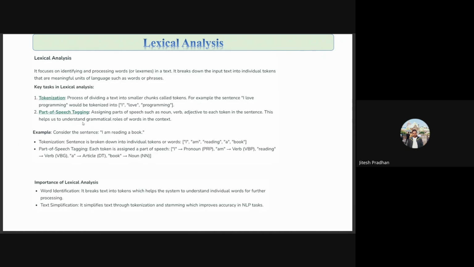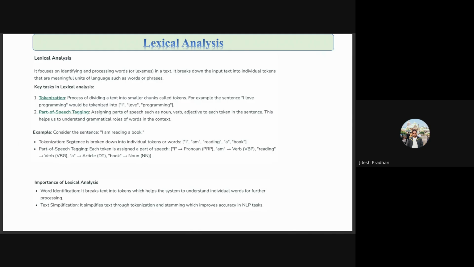Okay, then second is part of speech tagging. So part of speech tagging means part of a speech. So speech means sentence, and part means part of a sentence, and tagging, we will tag it to its grammatical rules. Okay, whether the part of that speech is a noun or pronoun, or it will be an adjective, or it will be a verb, or it will be any other thing. Now let's take an example. I am reading a book here.